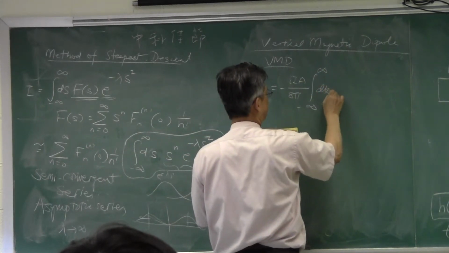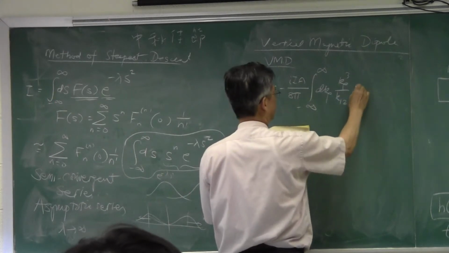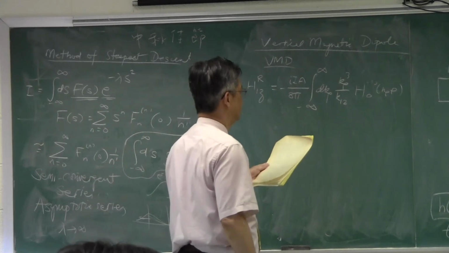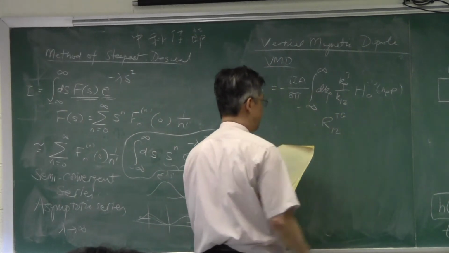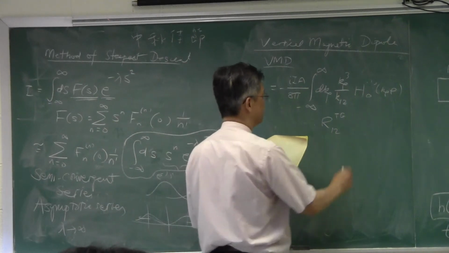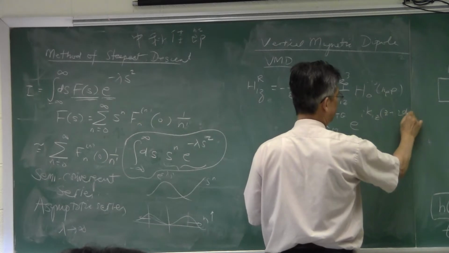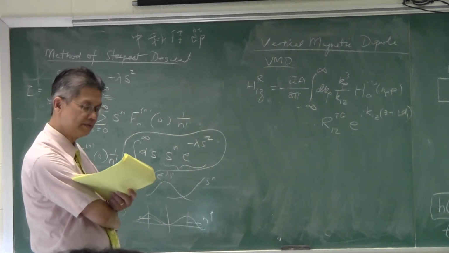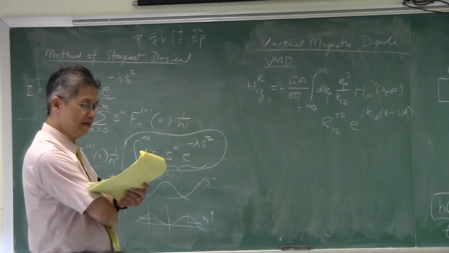Very similar to the VED case. Everything is here: k rho over k13, H01 k rho. And then we have this R12, but just the TE reflection coefficient now instead of TM. And then e to the i k1z (d plus 2d1). Okay, this is how the integrand will look like for the reflected wave term alone.